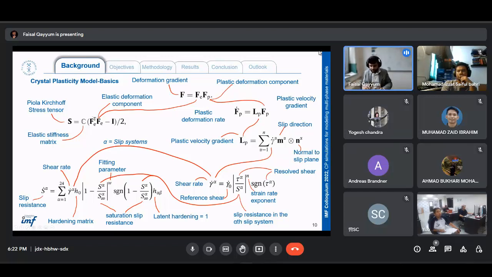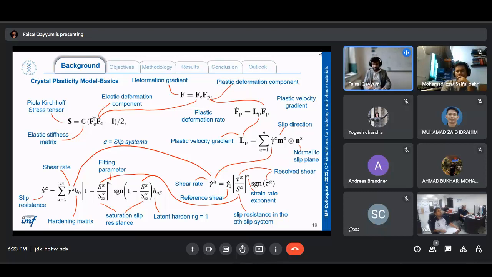The deformation gradient is dependent on two components: the elastic component and the plastic component. Calculating the elastic component is simple. The elastic component depends on the Piola-Kirchhoff stress which we apply and the elastic stiffness matrix of the material. This elastic stiffness matrix is basically a matrix which defines all the elastic stiffness tensors, the elastic stiffnesses in all the nine directions of a crystal.